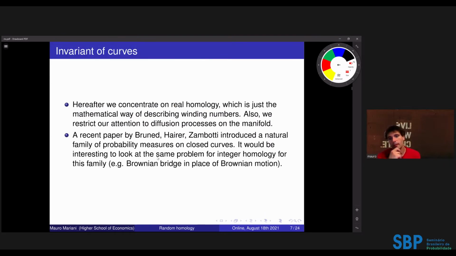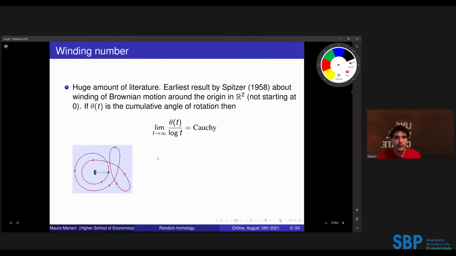But there is a recent paper where a natural family of probability measures on curves is introduced, very recent, and it will be interesting to look at the same problem, not for diffusion processes, but for this family of processes, which in the simplest case, like on R^d, would basically just be a Brownian bridge in place of Brownian motion. But for more involved manifolds, it's an interesting family. And since they are closed curves, so they finish where they started, there is some extra interest.